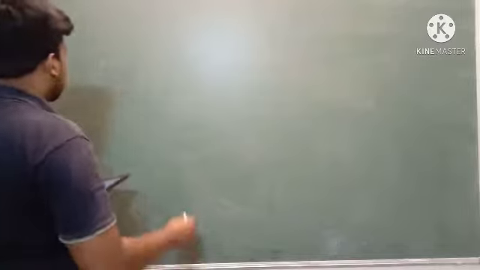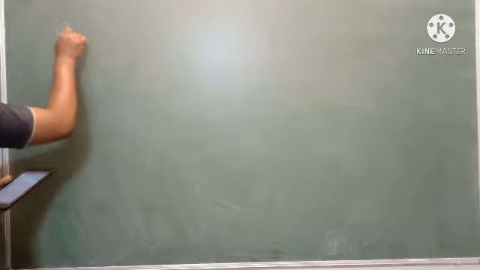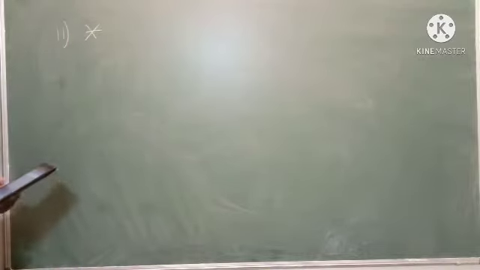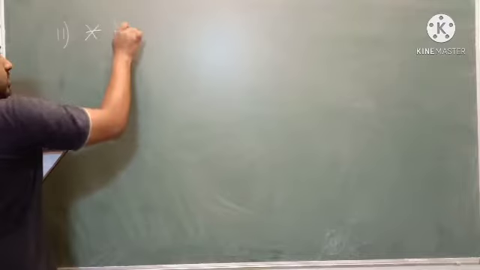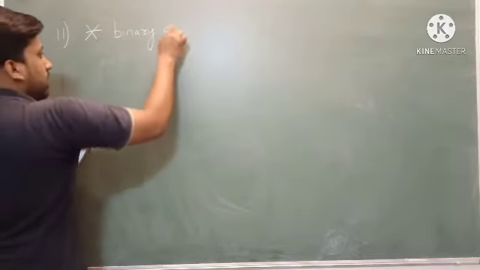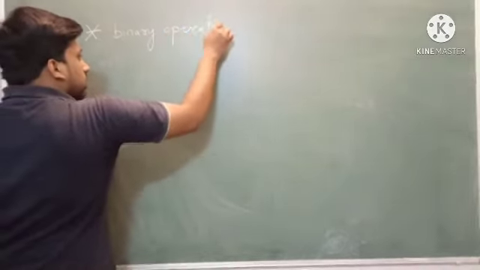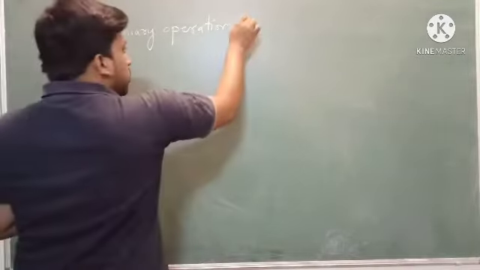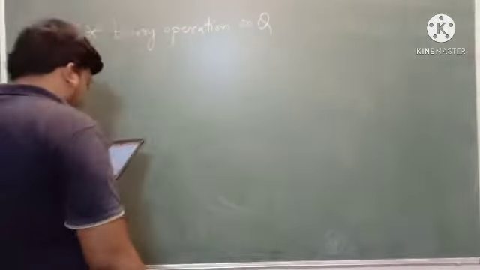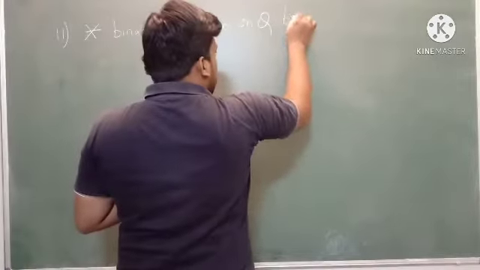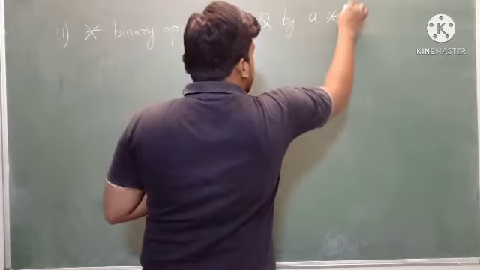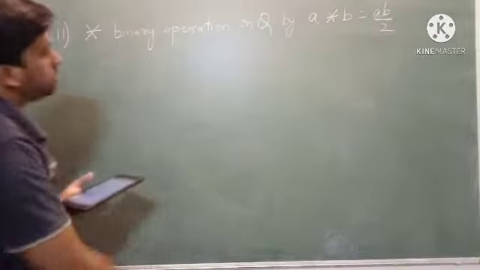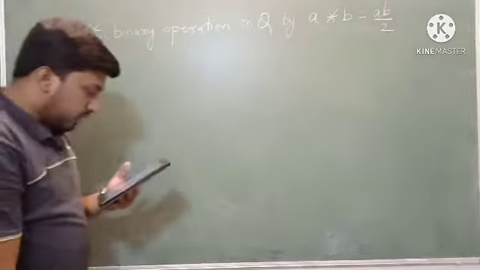So the 11th question here, they are telling that let star be a binary operation on Q. It is defined on Q. How is the binary operation defined? It is defined as A star B is nothing but AB by 2. This is how the binary operation is defined.